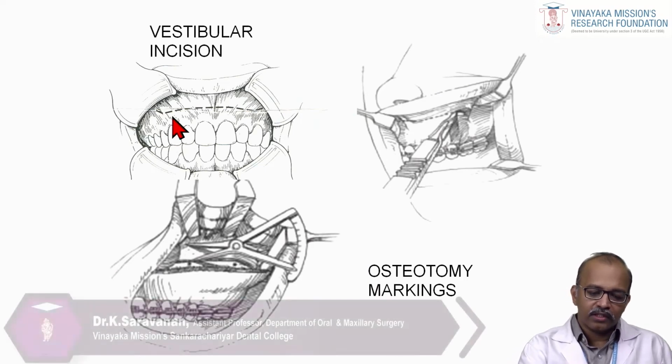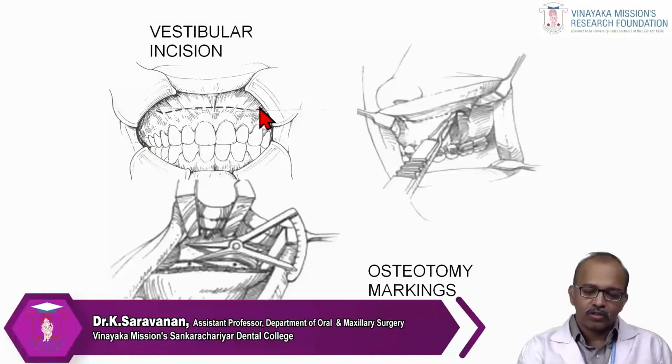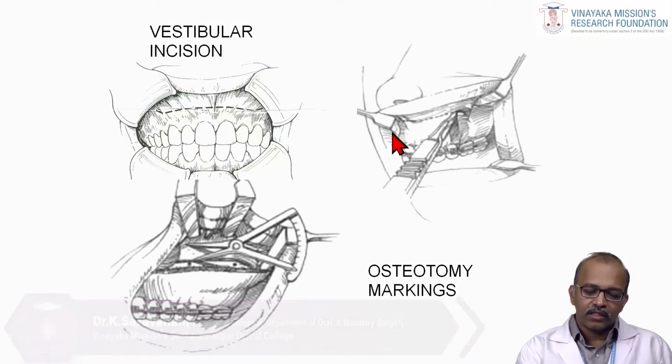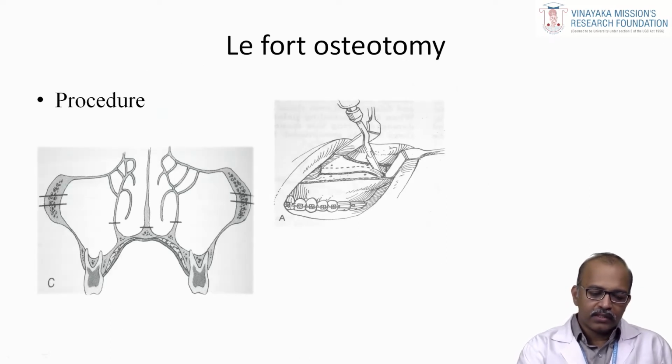First, we do a vestibular incision, expose the piriform margin till 6 to 6 and then do the osteotomy cuts buccally, starting from the piriform aperture, going laterally, joining with the zygomatic buttress and then posteriorly the pterygoid disjunction. When there is excess bone, it can be removed. This is a 3-dimensional view.